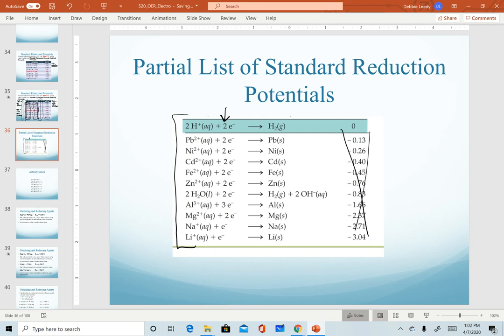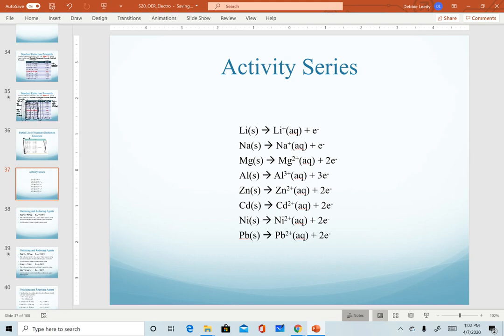Here is our list of standard reduction potentials. And again, focus on the order of elements given in the half reactions. Now compare that to the order of elements in the activity series list. What do you notice about the order of these two? Hopefully you identified that they are exact opposite series.